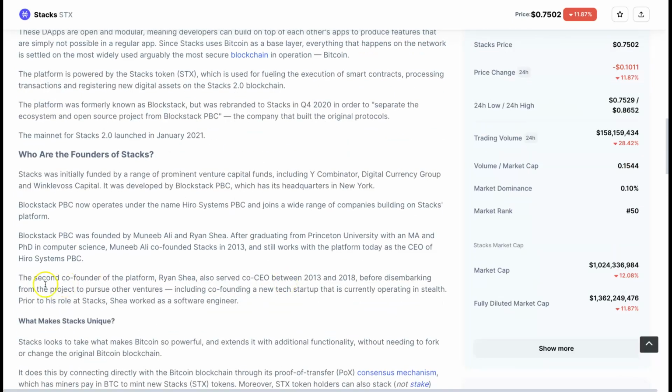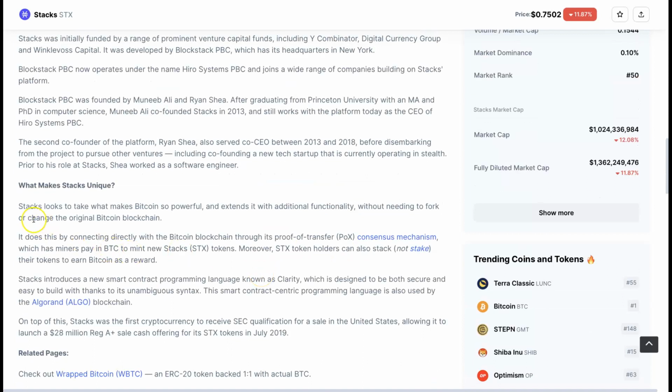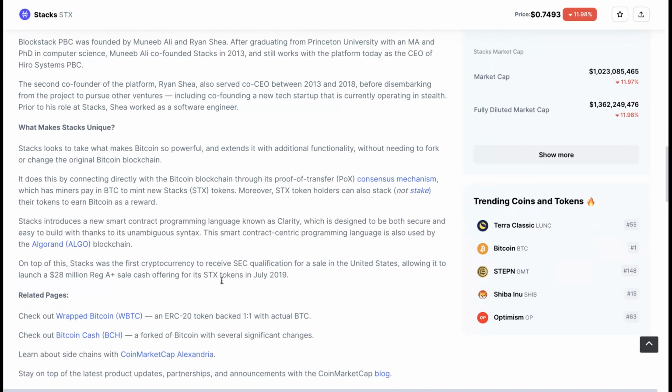Most coins now are anonymous. Blockstack was founded by Muneeb Ali. Okay, we have a founder, and Ryan Shea after graduating from this. So what is it about? Stacks looks to take what makes Bitcoin powerful and extend it to additional functionality without needing to fork. It does this by connecting directly with the Bitcoin blockchain through the PoX mechanism, and so on.